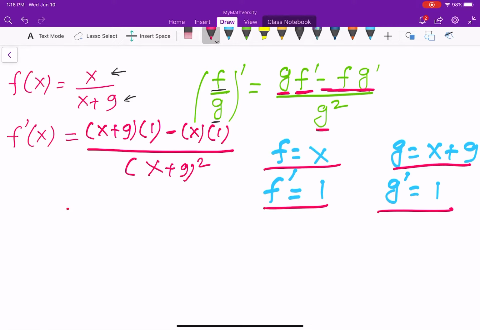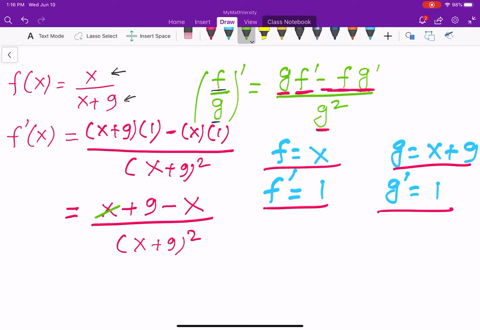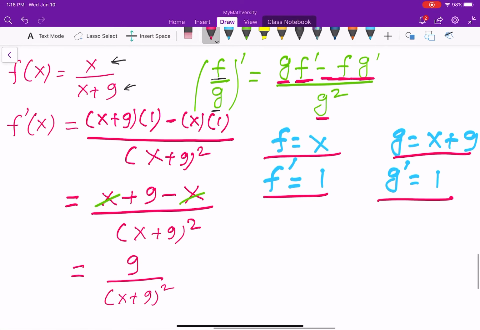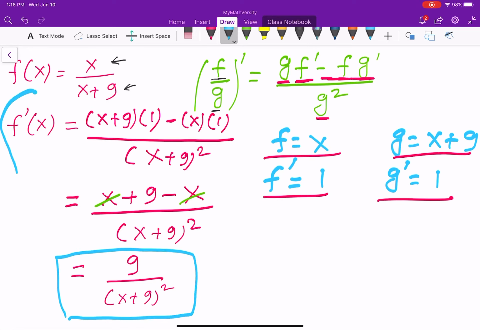But if you want to rewrite it in simplified form, let's simplify the numerator. We have 1 times x is x, plus 1 times 9 is 9, and then minus x times 1 is x. So that's what we have in the numerator, divided by the square of the denominator. Now we can combine the like terms, positive x and negative x, which gives 0. So we have 9 over x plus 9 squared. This is the derivative of the given function, so this is your f prime.